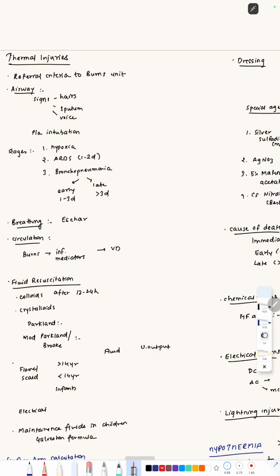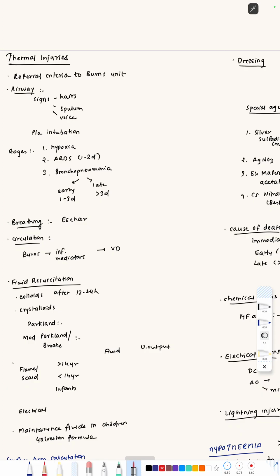Now moving on to the next and the last topic of this, that is thermal injuries. So in the thermal injuries, the first is the referral criteria to the burns unit. The referral criteria to the burns unit involves any burn that is involving the face, hands and the genitalia, chemical burn, electrical burn, lightning injuries, inhalational injury, or if the partial thickness burn is more than 10% of body surface area, or any kind of full thickness burns or third degree burns.